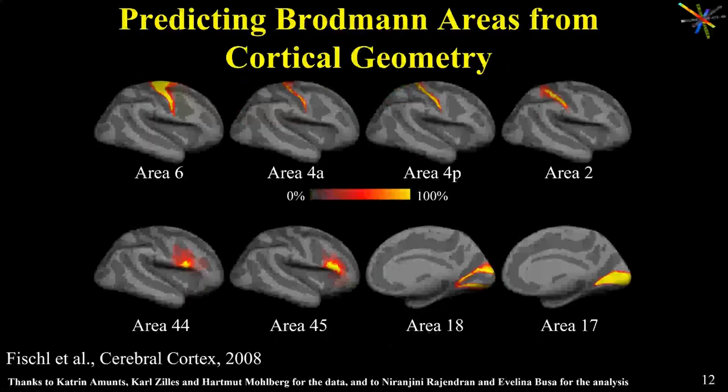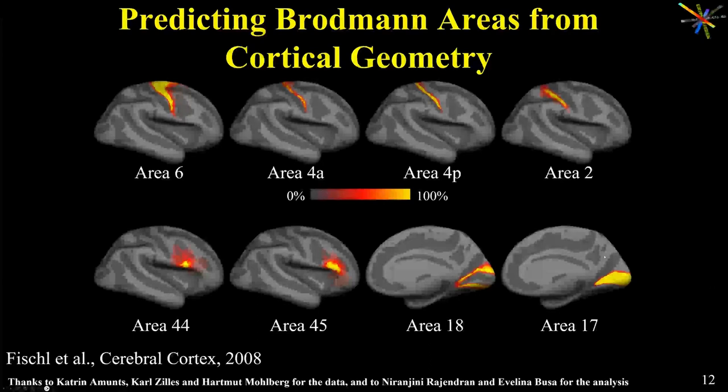And then we applied this to the same data. Katrina and Carl were kind enough to give us the data. We redid their study. I changed the color scale. I'm sorry, I probably shouldn't have done that, but this is so old that it's not even redoable. And so here, full yellow means 100%, so all the subjects agreed, and down here in the gray and dark red colors are fewer subjects.